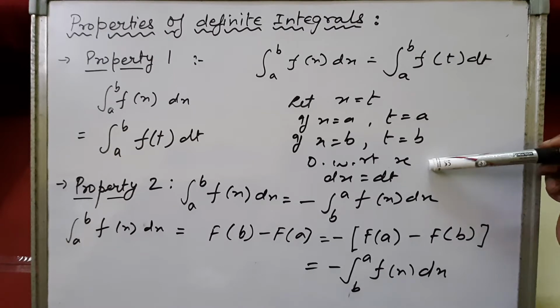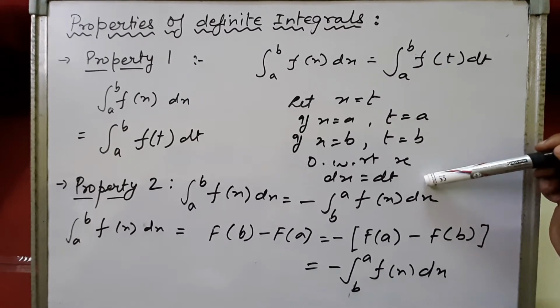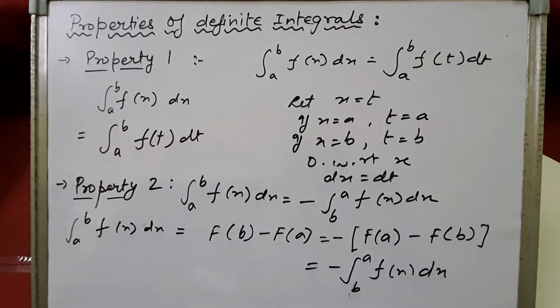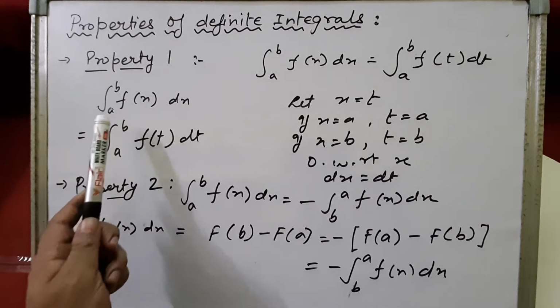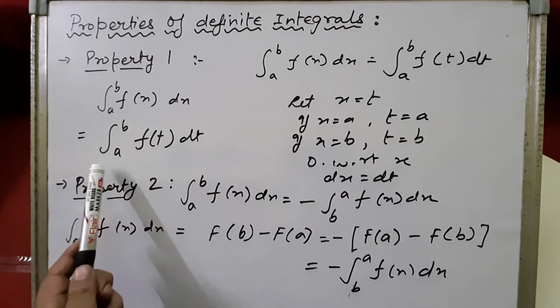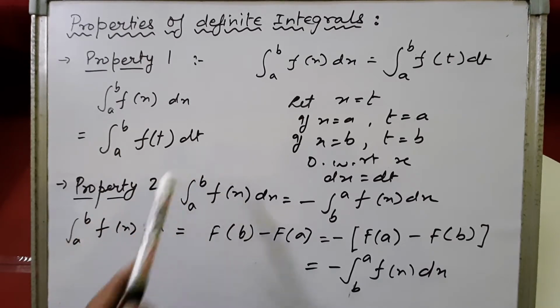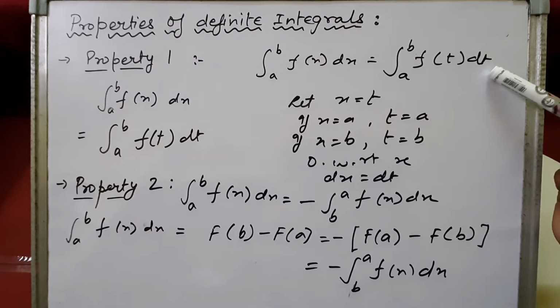If we differentiate x equals t with respect to x, we'll get dx equals dt. That means it will be the integration of a to b f(t) dt. So we have proved that the integration of a to b f(x) dx equals the integration of a to b f(t) dt. If we change the variable, it will not affect the result.